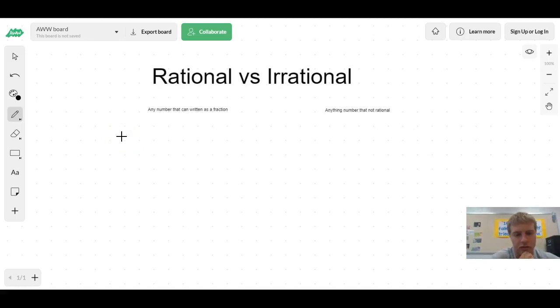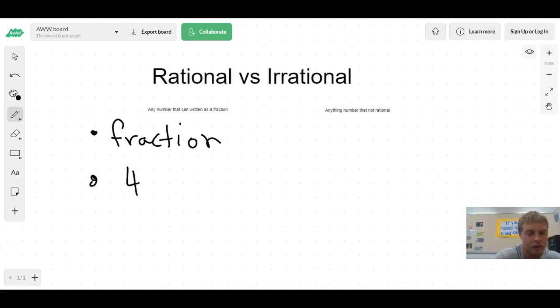There's really four types. Type number one, fractions. They can be written as fractions because they're already fractions. So done. That one's easy. Type two, whole numbers. Whole numbers can be written as a fraction because if you have 4, you can just turn that into 4 over 1. Same thing if it's negative, because if you have negative 4, you could just turn it into negative 4 over 1.